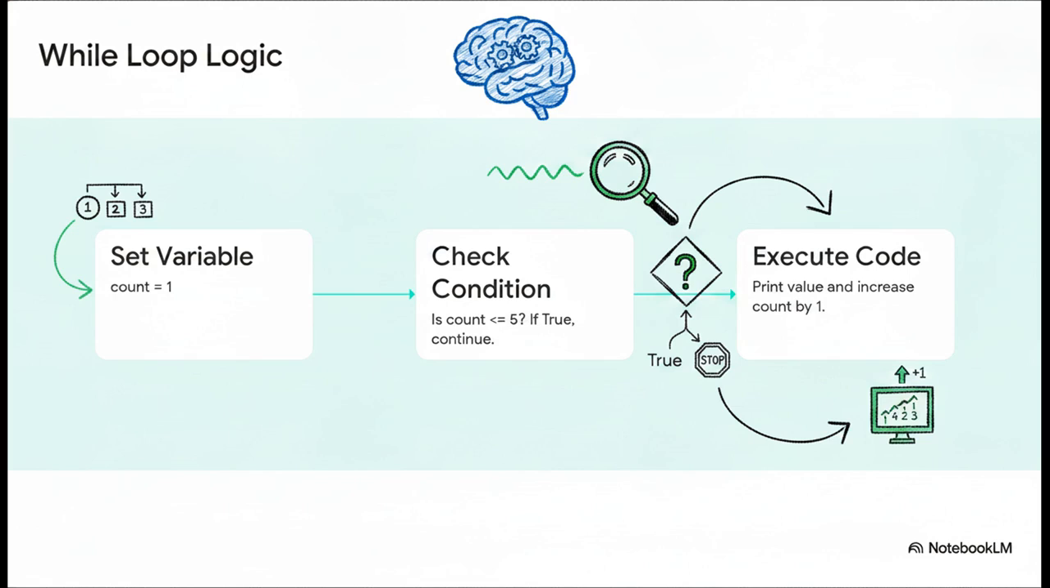Let's slow down the logic for a second and walk through how the computer's brain actually processes this. Step 1, we set a variable. Let's say count equals 1. Step 2, the brain checks the condition. Is count less than or equal to 5? Well, 1 is less than 5, so that's true. Step 3, it executes the code, printing the number. And then, this is the most important part, it adds 1 to the count. Now the count is 2, and the computer's brain goes right back to step 2 to check the condition again. And it repeats until the condition eventually becomes false.